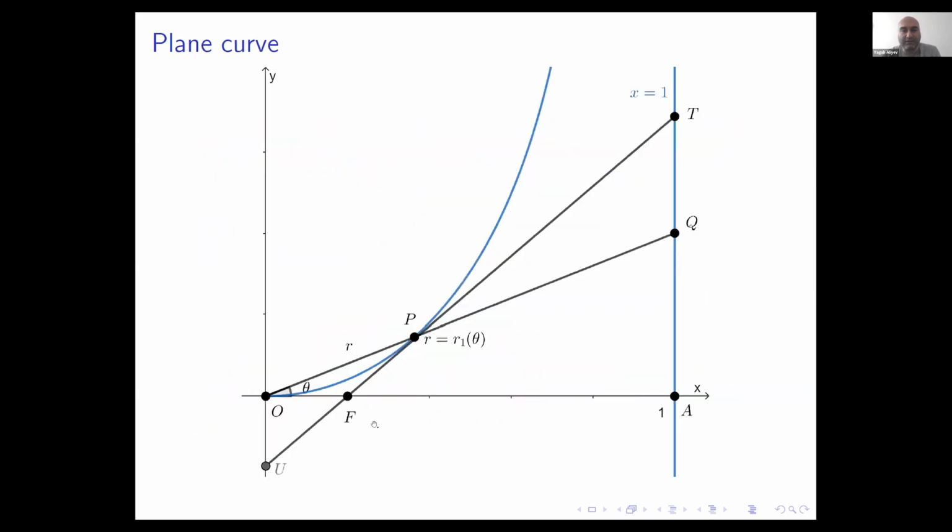So I can try to explain this also on a picture. On the picture, this means that P moves along this blue curve, and with the same velocity, Q moves along this line x equals 1, so that O, P, Q are always on one straight line. What is the formula for this curve, or how can one define this curve?